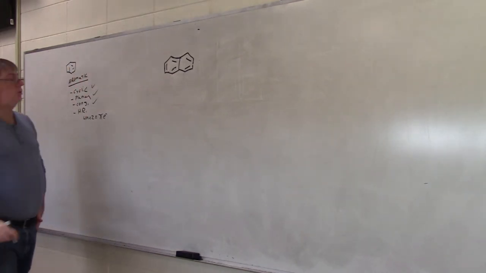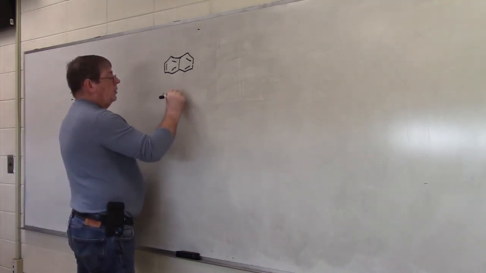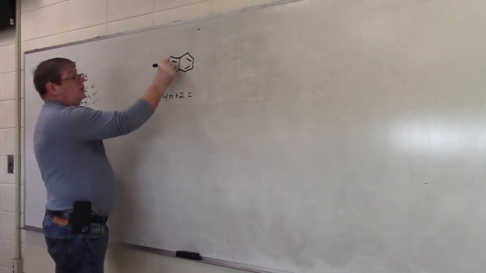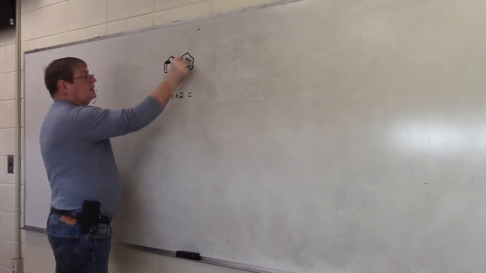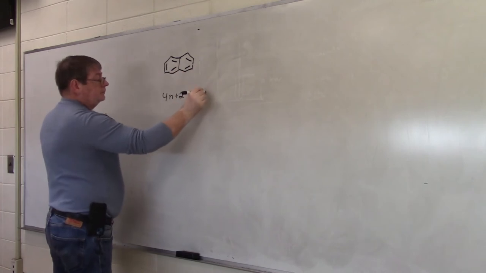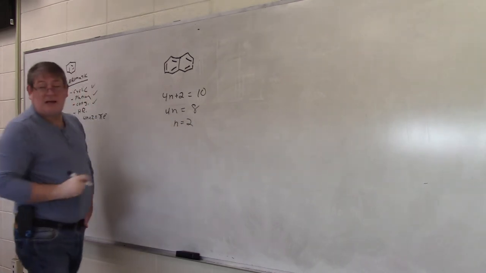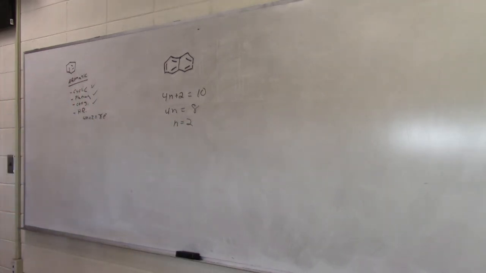Now we got to do Huckel's rule. So 4N plus 2 is equal to the number of pi electrons. So I have to count the pi electrons: 2, 4, 6, 8, 10. So 4N equals 8, N equals 2. Does that satisfy Huckel's rule? Yes. What does it mean to satisfy Huckel's rule? N must be a whole number including 0. It can't be a fraction. So if you stick that into your calculator and it came out 2.2, it would not be satisfying Huckel's rule. It has to come out to exactly an integer value.